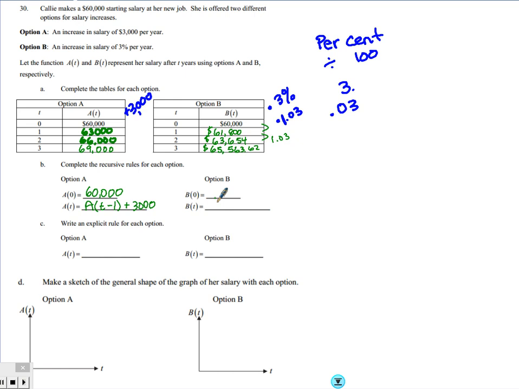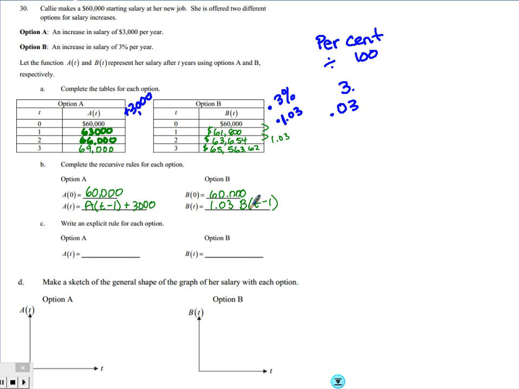Over here, same starting value. We started with 60,000, but each time we took b, notice now we're taking b, the previous term, b of t minus 1, and we multiply it times 1.03. So I'm going to put that 1.03 in front times b of t minus 1. All right, so we take the previous term and multiply it times 1.03, and that would be a 3% increase.